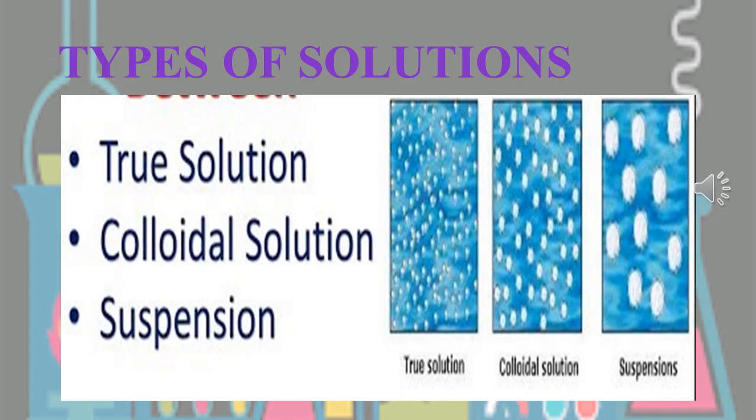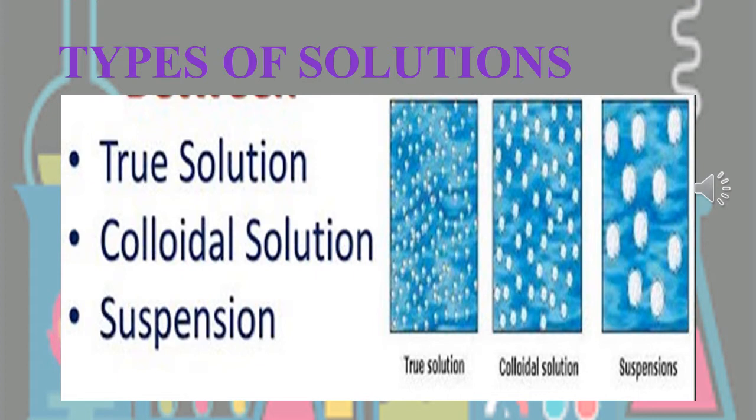The next topic we are going to see is types of solution. The solutions are divided into three types, based on the particle size of a substance. The first type is true solution, the second is colloidal solution, and the third is suspension solution. Let us see what is meant by each. True solution means the particles don't settle down at the bottom of a glass.